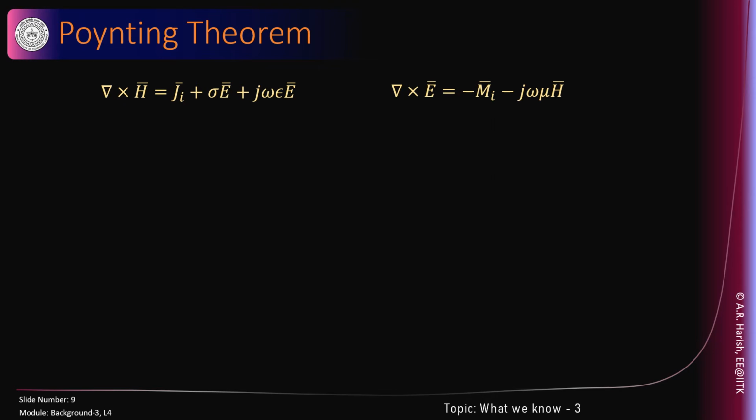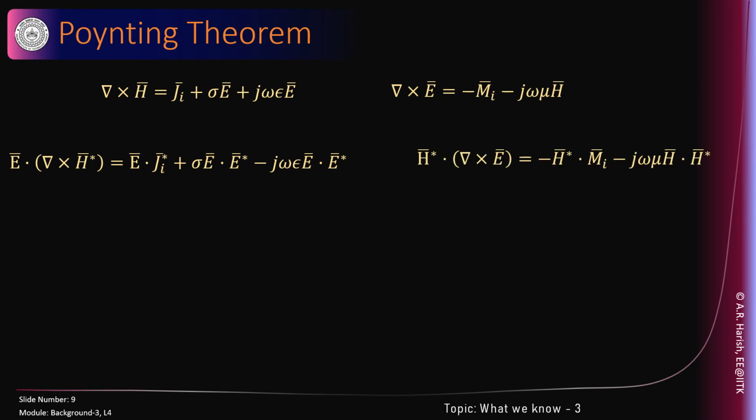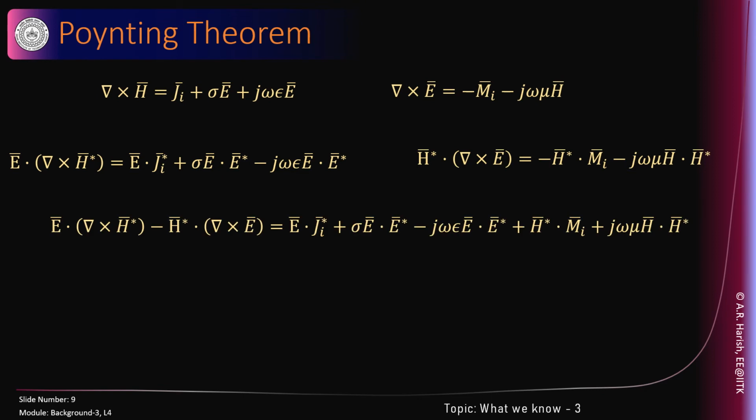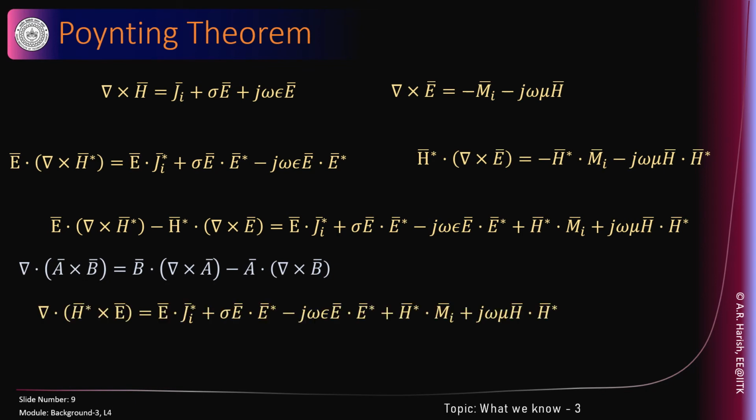Now we have the Poynting theorem. We take the two Maxwell's curl equations and we understand the meaning of Ji, sigma E, Mi, etc. And what do we do? We take E dot the complex conjugate of that first equation, the left hand equation. Similarly, we take H star dot the second equation and we subtract one from the other exactly the same way we did earlier and apply the result for the divergence of A cross B, that expansion, and this can be written as del dot H star cross E.